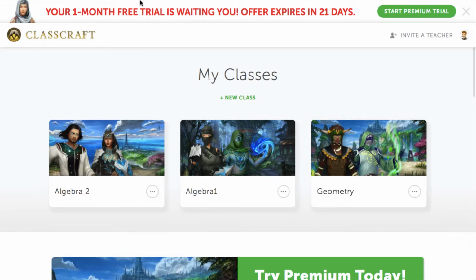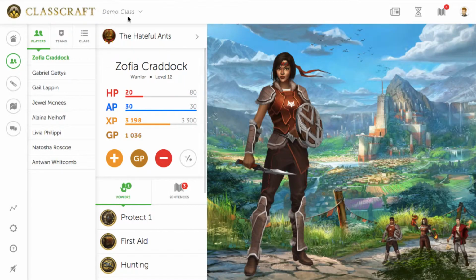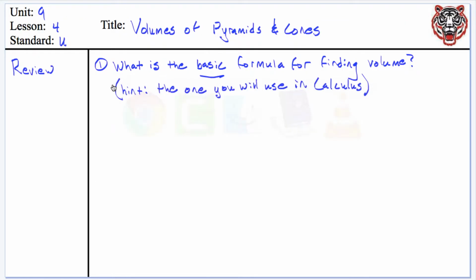So when you log into ClassCraft, you'll see this menu and you can select your class. Let's pretend to use our geometry class, and I'm going to use a demo class for this example. So let's pretend it's a normal bell schedule, geometry second period. That means that class starts at 9:13. I'll have some warm-up up on the board.